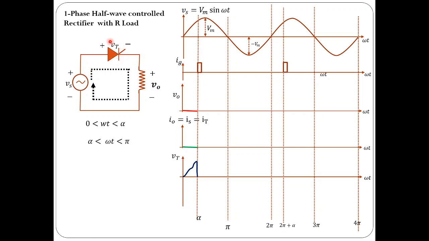And as it is in the on state, the voltage across this is equal to 0, so the source voltage would appear across the load directly. So from omega t equal to alpha to pi, the source voltage is the same as the load voltage. And coming to the current, the current through the load is the same as V0 by R, so it would follow the same wave shape as that of the output voltage. And Vt, the voltage across this device, is going to be 0.